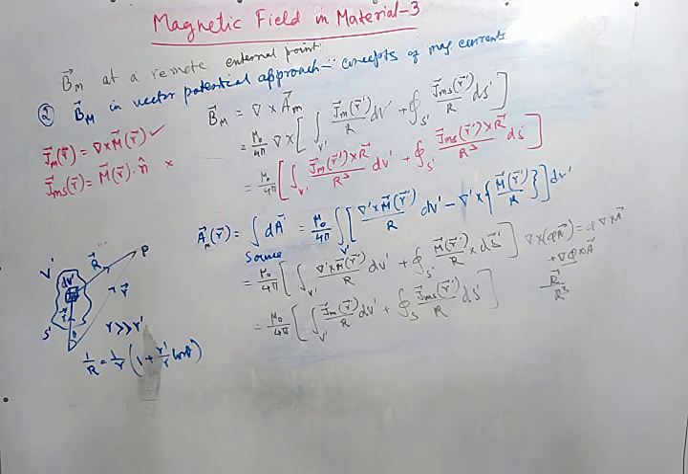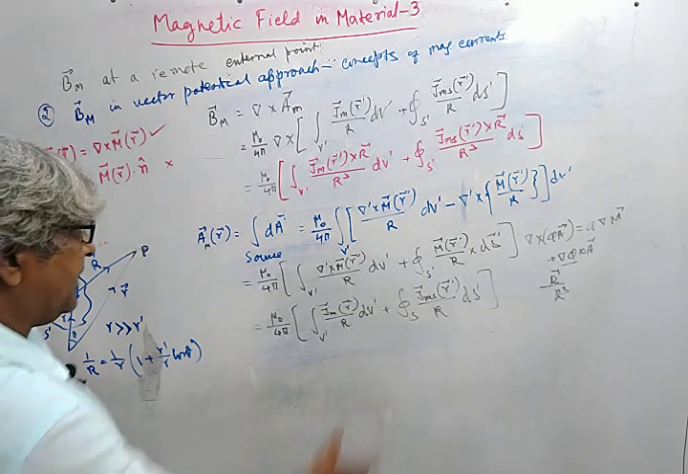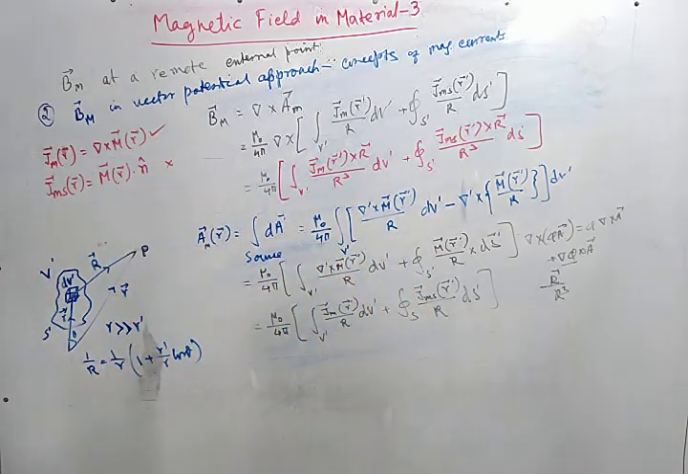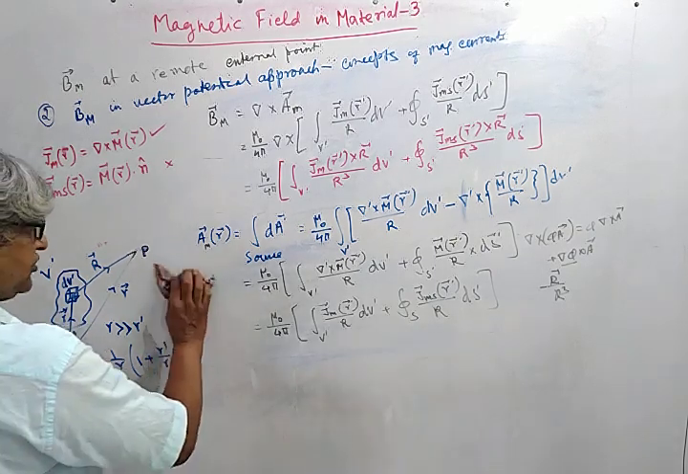So the problem of finding out the field at an external point has been reduced to knowing the current densities or the pole densities. If you know this, then the standard technique as applied to the magnetostatics in vacuum can be applied to find out the field due to magnetized material.